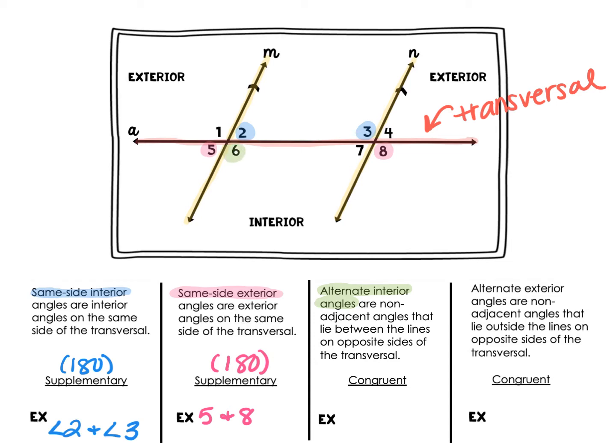So if I look at angle 6, the alternate interior angle would be on the opposite side of that transversal. And remember that you don't want consecutive angles. They need to be non-adjacent. So angle 6 and angle 3 are alternate interior angles or opposite interior angles. And those are congruent, which means they equal each other.